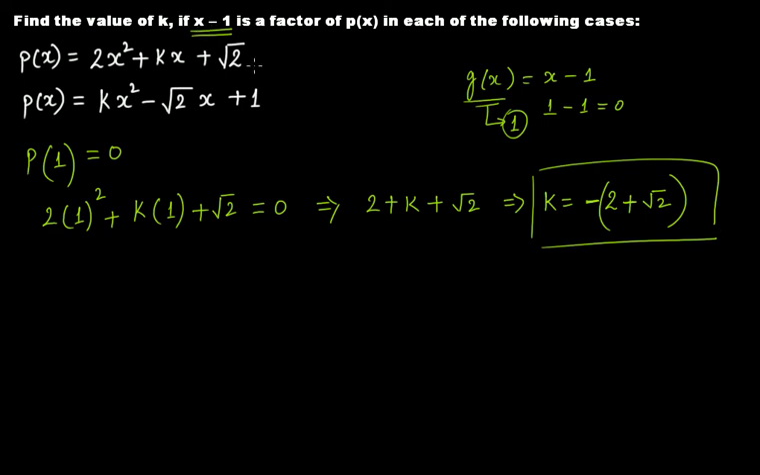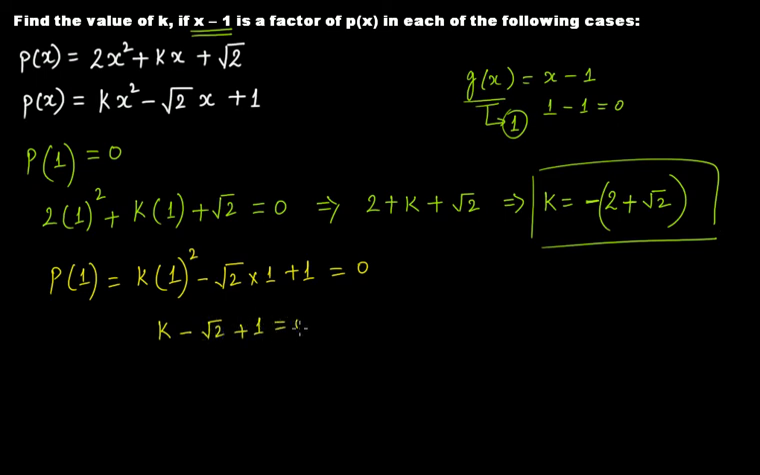What about this one? Again, x minus 1 is a factor of this polynomial. It means that if you take the 0 of this polynomial, that is 1, and put this 1 at the place of x in this polynomial, then this has to be equal to 0 according to factor theorem. So p1 in this case is k multiplied by 1 whole square minus square root 2 multiplied by 1 plus 1, and this has to be equal to 0. So k minus square root 2 plus 1, this is equal to 0.